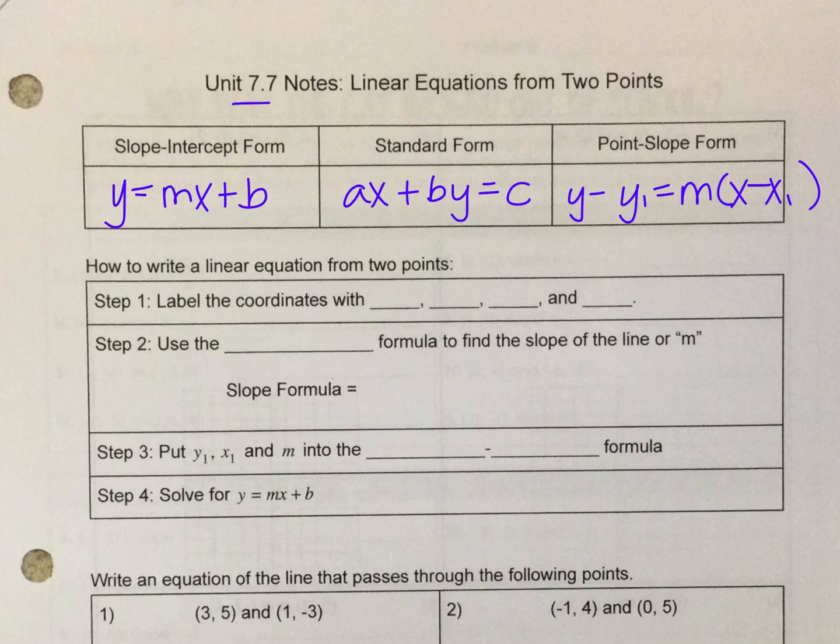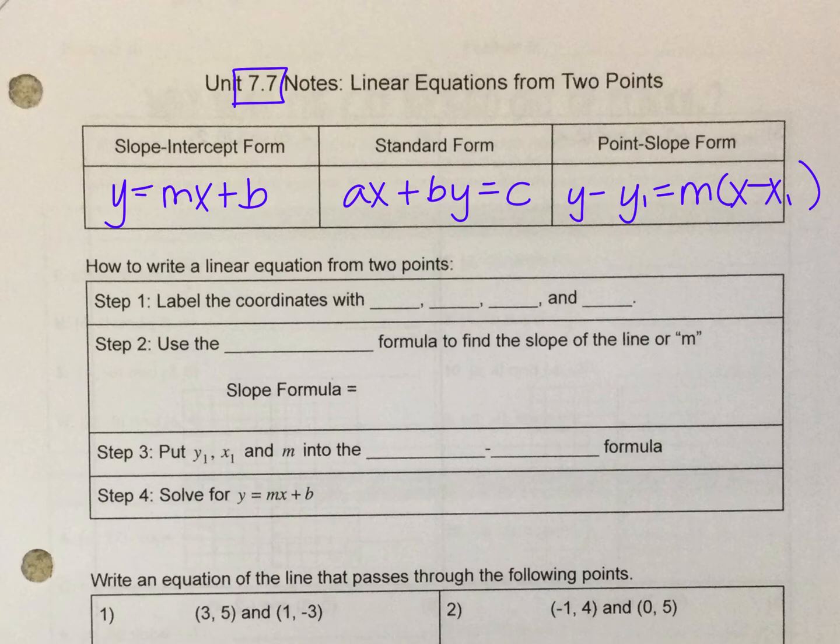All right, these are your 7-7 notes. Pause this, take a minute, and write down the equations for slope-intercept form, standard form, and point-slope form. When you're done, I'm going to walk you through the steps on how to go from 2 points, like down here at number 1, to go from 2 points to y equals mx plus b, the shortest, least painful way.